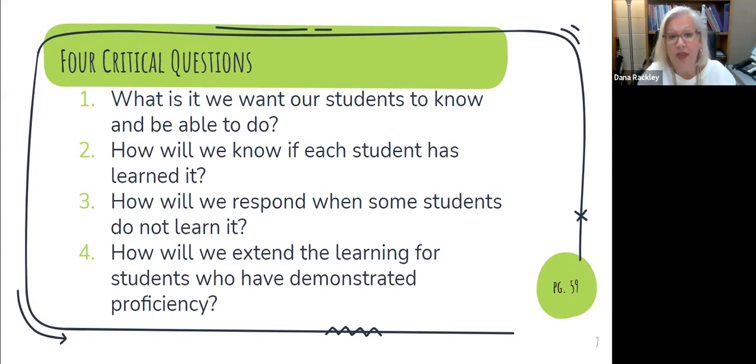Number 2, how will we know if the students have learned it? Well, we do that with our assessments, the CFAs and the CSAs, and there will be a section on that. CFAs being Common Formative Assessment, CSA is Common Summative Assessment. Number 3, how will we respond when some students do not learn it? And those are our interventions. And number 4, how will we extend the learning for the students who have demonstrated proficiency? That's our enrichments. So number 3 and 4 are all part of that RTI process, and where we need to place students in order for them to get those essential skills from number 1.